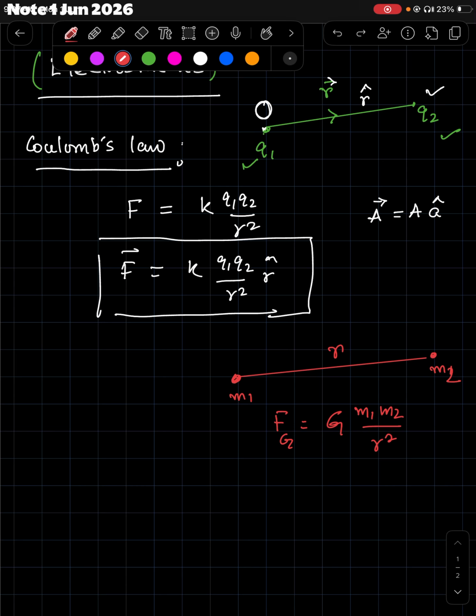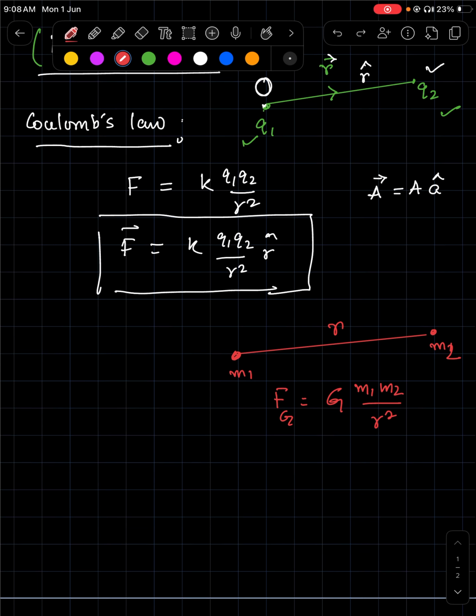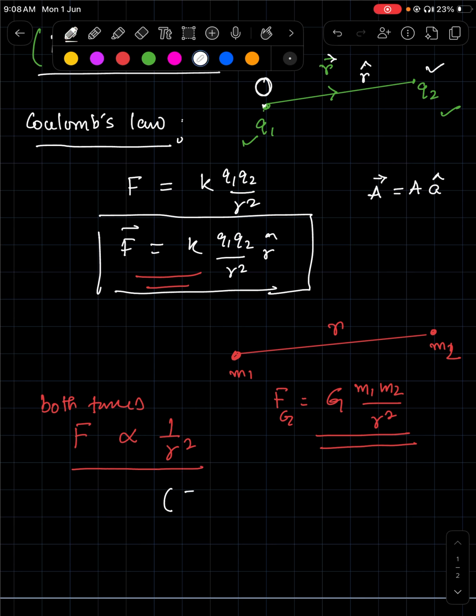But we have to remember very important differences between the two forces, and that will help us build the concept of what the electrostatic force is. In these two expressions, one is for the gravitational force and one is for the electrostatic force. You can already see that both forces are proportional to 1 by r square. This particular behavior has a name in physics: it is called the inverse square law.